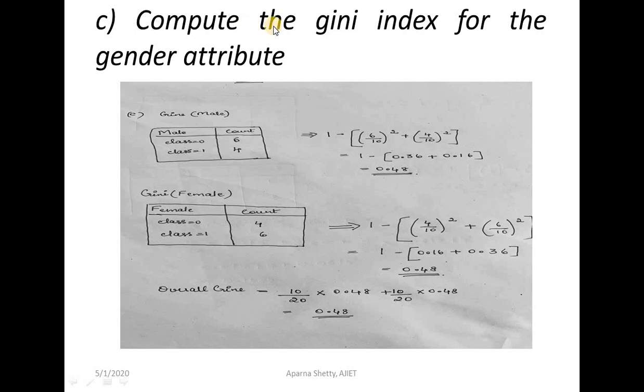Next, question C: compute the Gini index for the gender attribute. For the gender attribute, there are 2 values: male and female. First, we will have to calculate the Gini for male. There are two classes, class 0 and class 1, so count how many males belong to class 0 in the table and how many males belong to class 1.